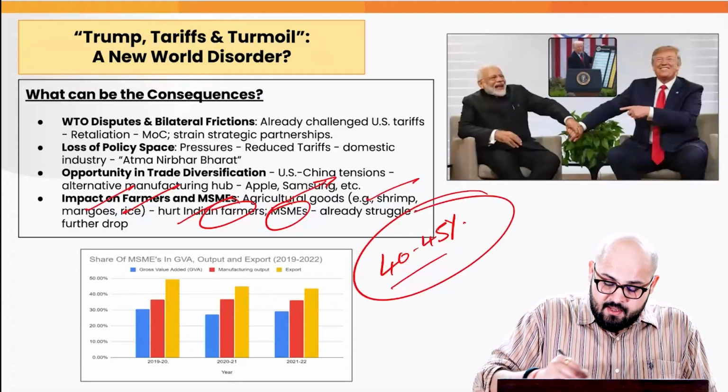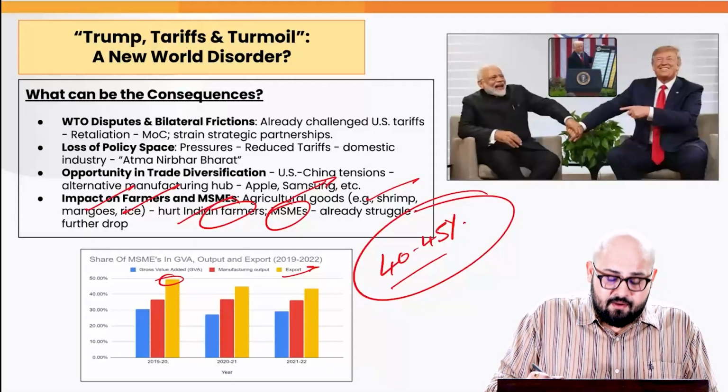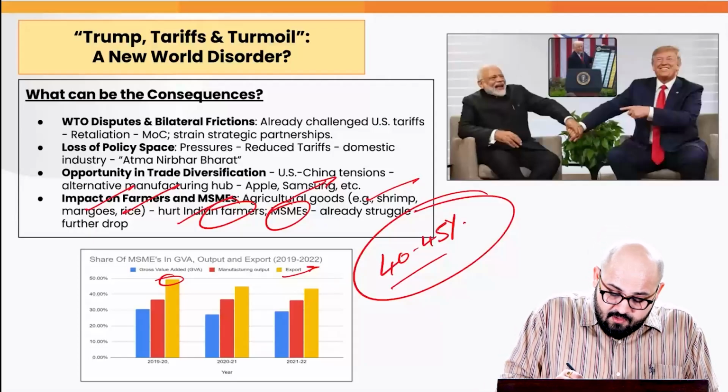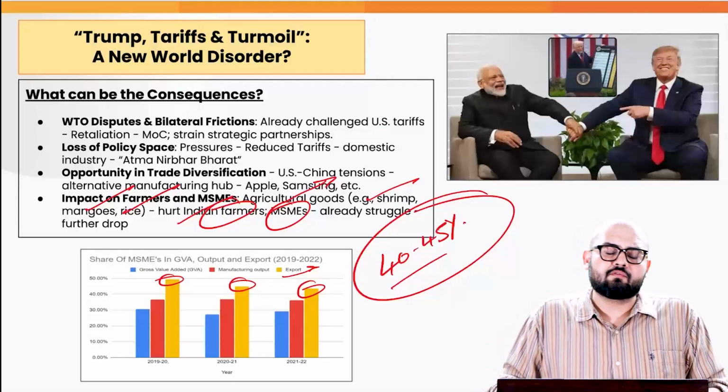Look at this graph. So we have the contribution in exports of the MSMEs touching almost 50% in the financial year 2019-20, right? In the year 2021, it was almost 45%. Also now it tunes to almost 45%.